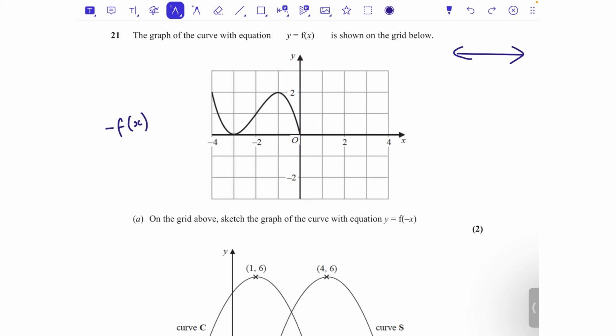So we're only changing the x coordinates here. So this is going to go like this, and then down to here, and then up. If you're not happy drawing it freehand, give yourself a couple of key points. So that point would have gone there, that point would have gone there, and then you can have a bit more of a dot-to-dot situation. That would reflect from left to right.